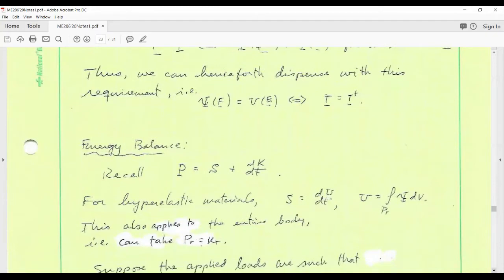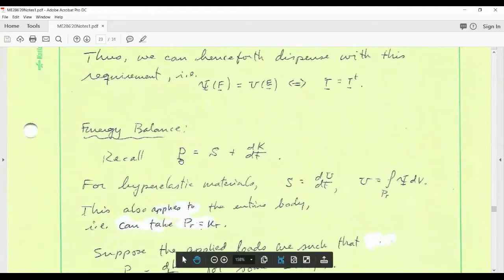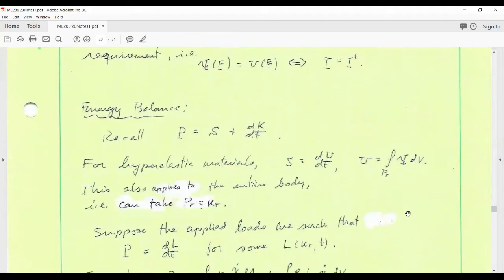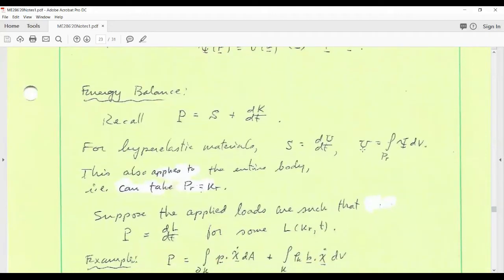Okay, let's revisit our energy balance equation, the mechanical energy balance. We derived that the power of the forces exerted on a part of the body, P sub R, let's say, in the reference configuration, is equal to the stress power plus the time rate of change of kinetic energy. And we also established last time that the stress power is itself the derivative of some quantity U, given by the integral over that part P_R of our strain energy per unit reference volume. This statement is true for any subvolume of the body, and hence also for the entire body itself. You simply take the subvolume to coincide with the entire body. So we'll call this capital U the strain energy contained in that set of material points P_R.